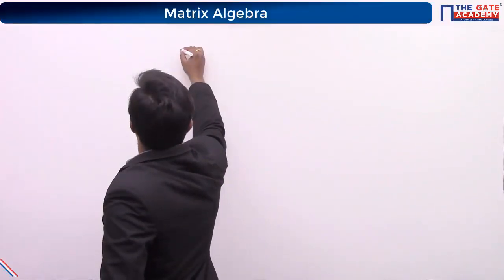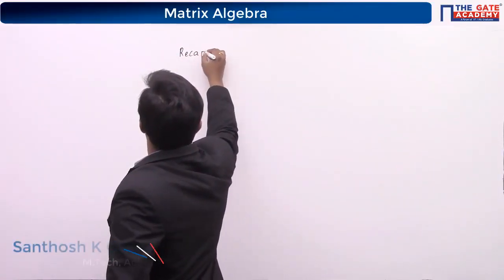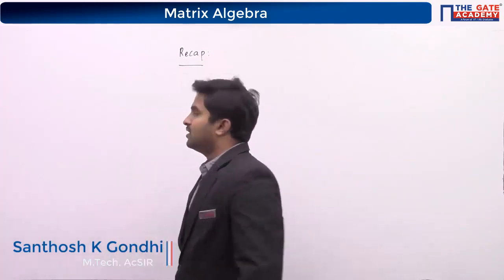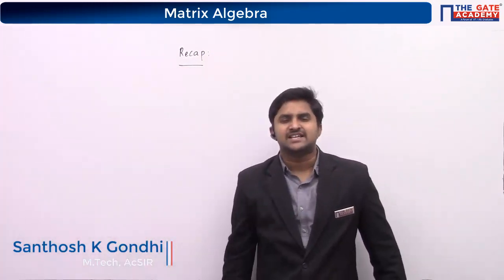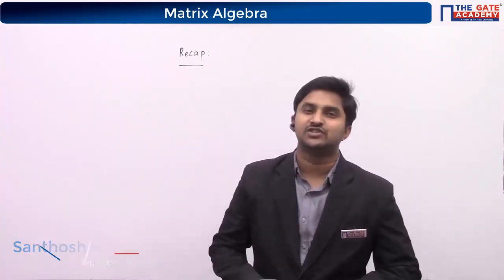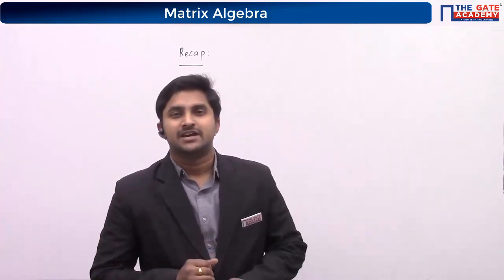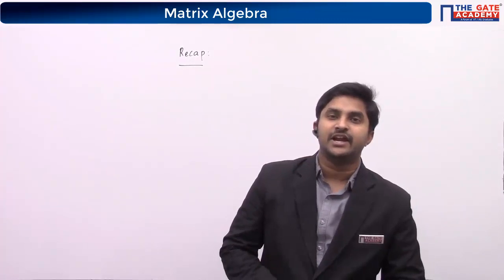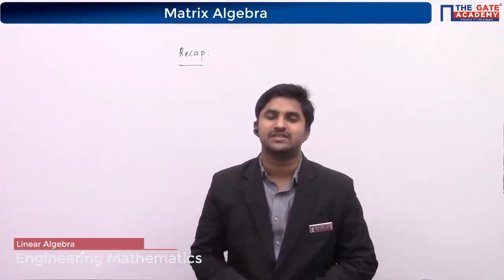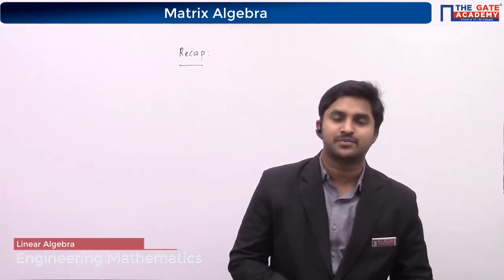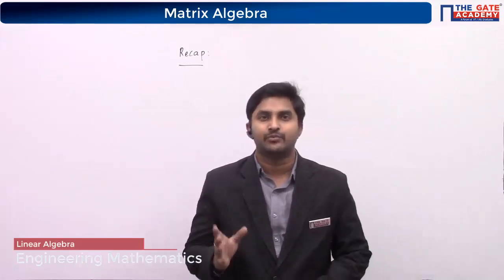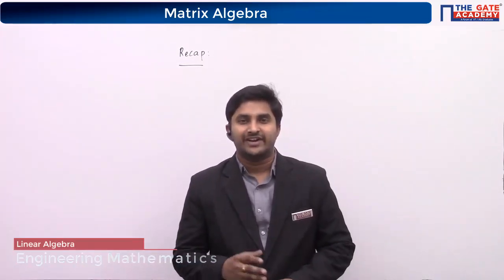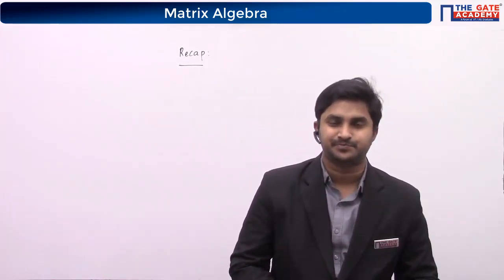So let us have a recap of the previous class. In the last class, we discussed the weightage of engineering mathematics in the GATE examination. As we have seen, it is 13 to 15 marks in the case of all the streams except computer science. And in the case of computer science, the weightage is around 8 marks.